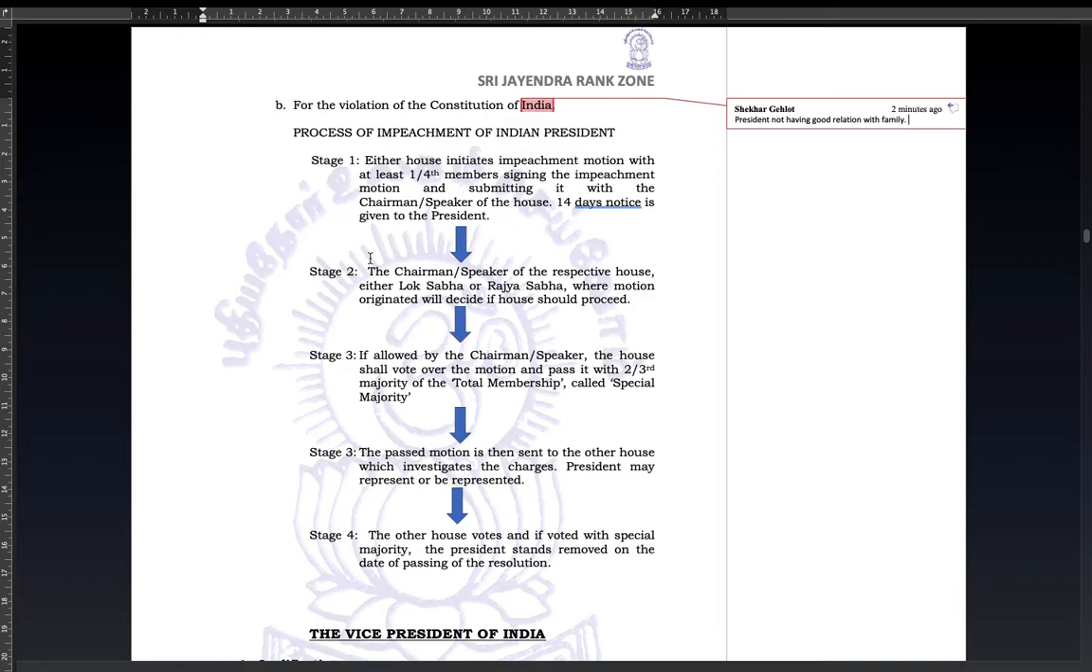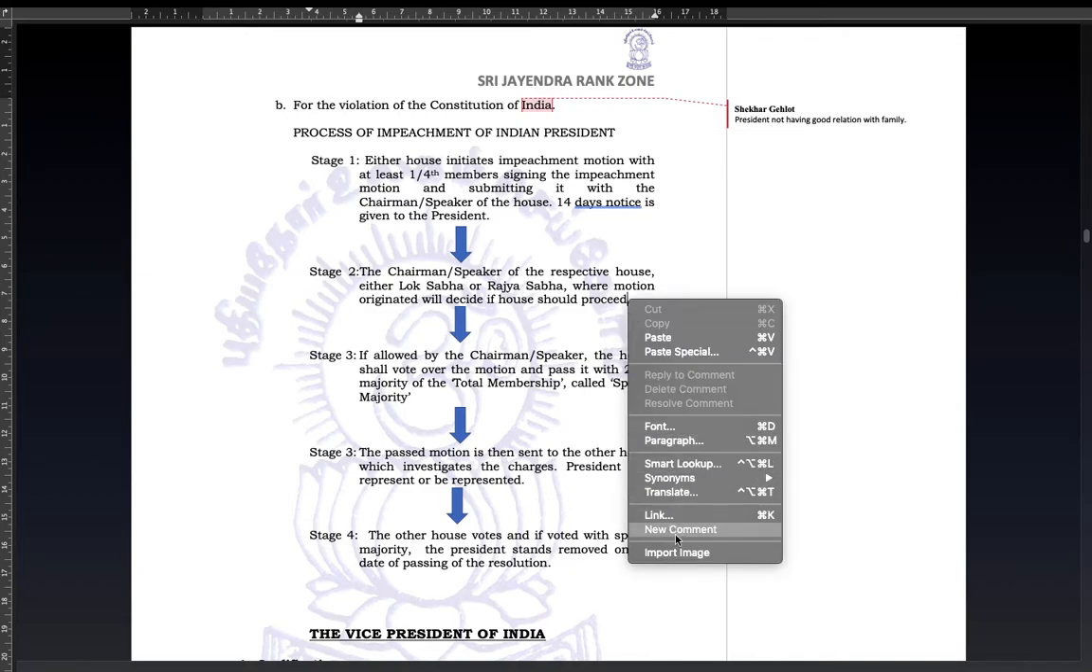Then after these 14 days are complete and the president does not give a reply, or if he has given the reply, then at stage 2, the chairman or the speaker of the respective house, either Lok Sabha or Rajya Sabha, where the motion originated, will decide if the house should proceed. Now the power comes to the chairman or the speaker. They will read this impeachment motion, and they will also consider the reply, if so given by the President of India, and then they will decide whether the house should proceed or not.